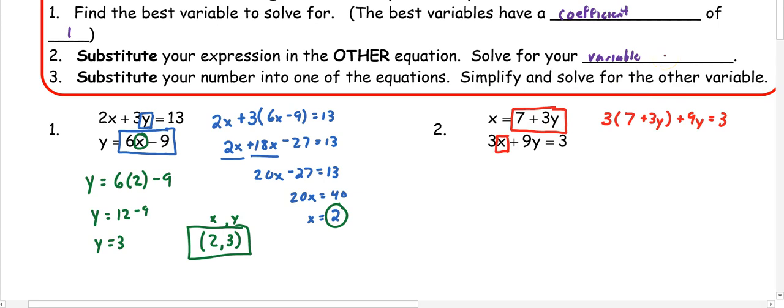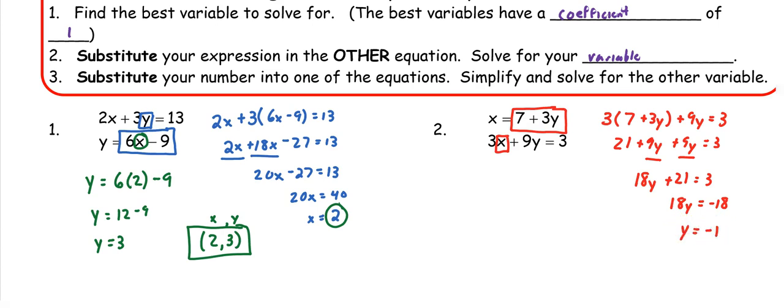In order to solve for y, the first step is to distribute. So we get 21 plus 9y plus 9y equals 3. Combine like terms, so 9y plus 9y is 18y plus 21 equals 3. We're going to subtract 21 on both sides, so 18y equals negative 18. And then we're going to divide by 18. So y is negative 1.